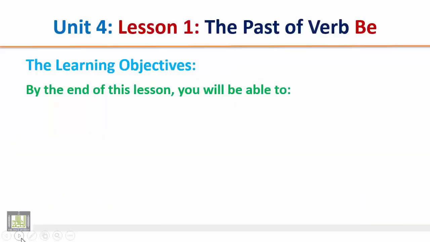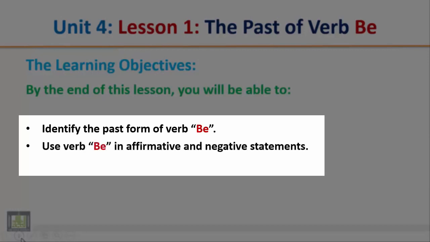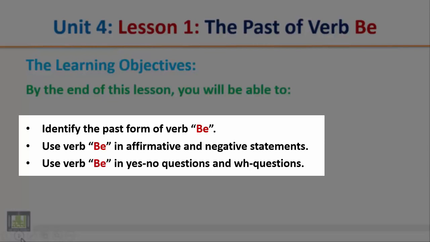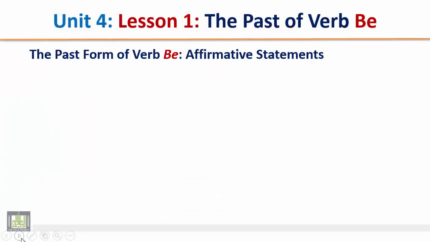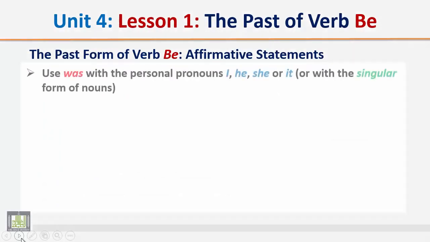The learning objectives. Dear students, by the end of this lesson you will be able to identify the past form of verb be, use verb be in affirmative and negative statements, and use verb be in yes-no questions and WH questions. The past form of verb be, affirmative statements.